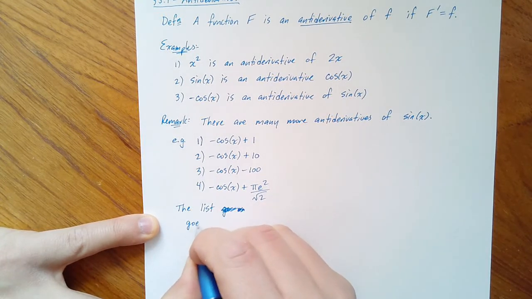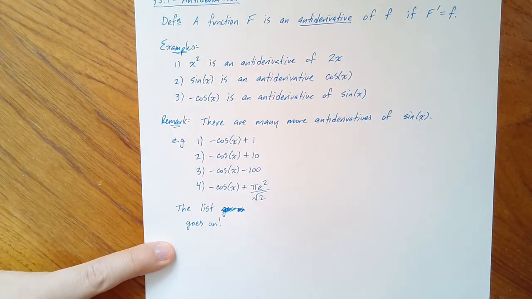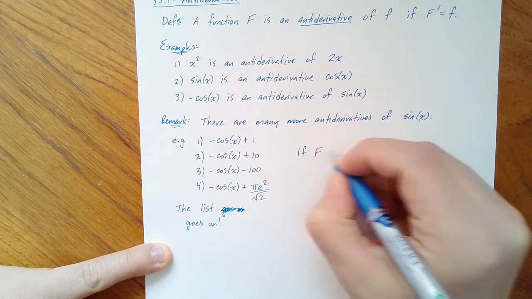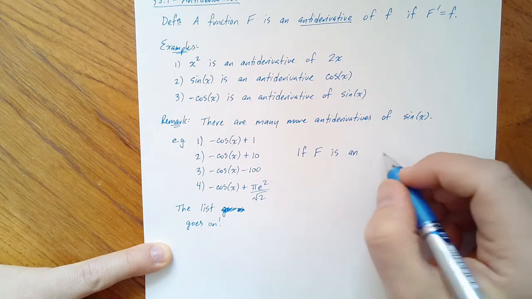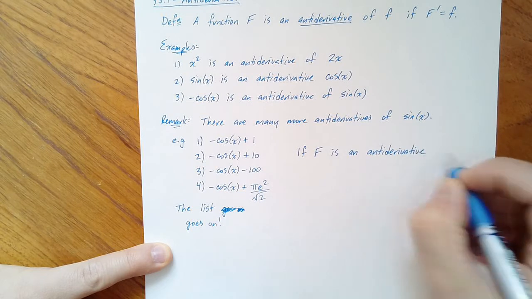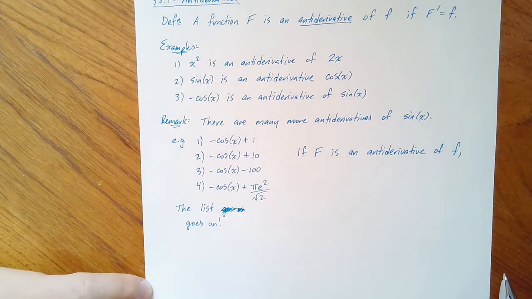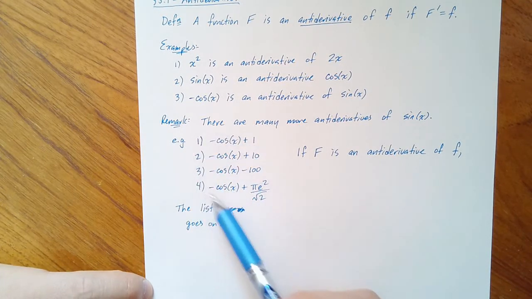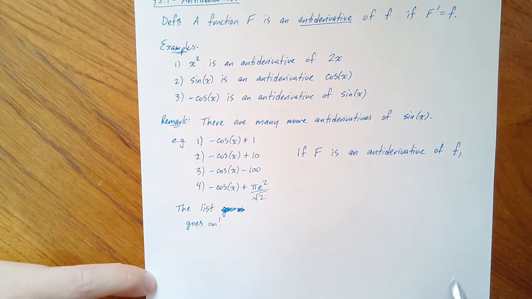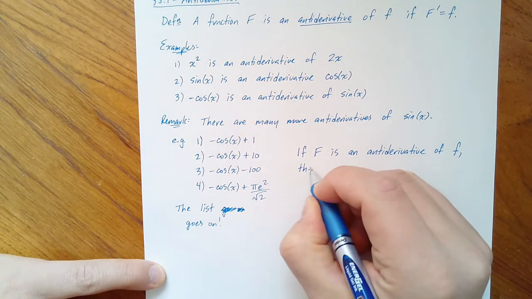Okay, so let's introduce a little bit more terminology. If capital F is any antiderivative of little f, then we can talk about something called the general antiderivative, which really just takes all of these examples, plus all the ones I would get if I kept on trying to list them all, and groups them all together into one concept. It's called the general antiderivative.